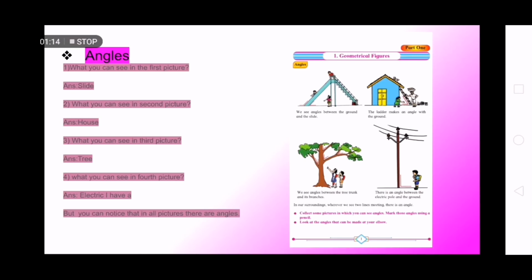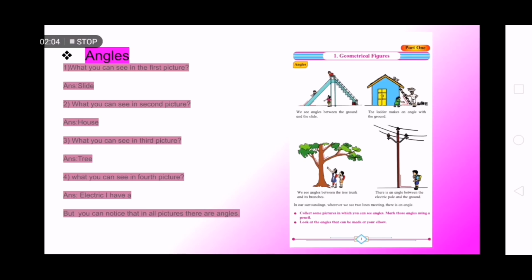So the first picture we can see in this textbook is a slide. On this slide there are red color angles. One is on the slide, one is below the slide. So there are different angles on the slide. Now the second picture is a house. On the house also you can see a red line. A girl is showing her father how the angle is made on the ladder.